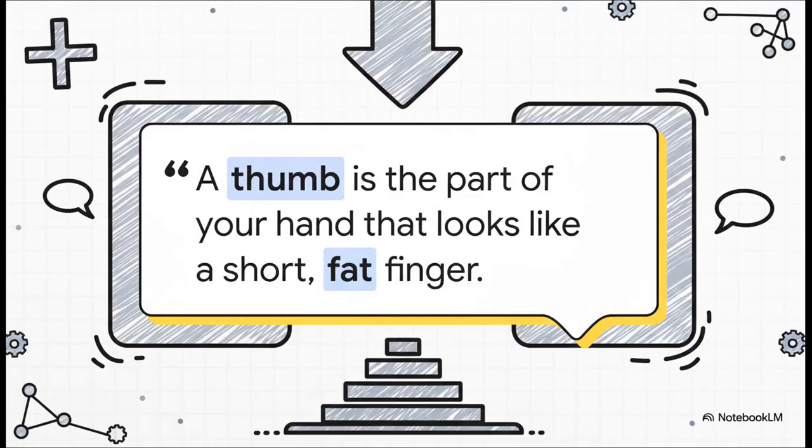Okay, so let's start with the most basic definition you can imagine. This one's from the Simple English Wiktionary. It says, a thumb is the part of your hand that looks like a short, fat finger. It's so direct, it's almost kind of funny, right? But this perfectly clear, simple foundation, that's exactly where our journey has to start.